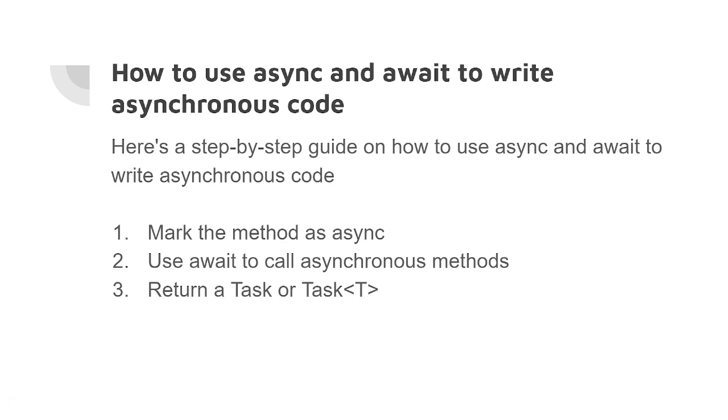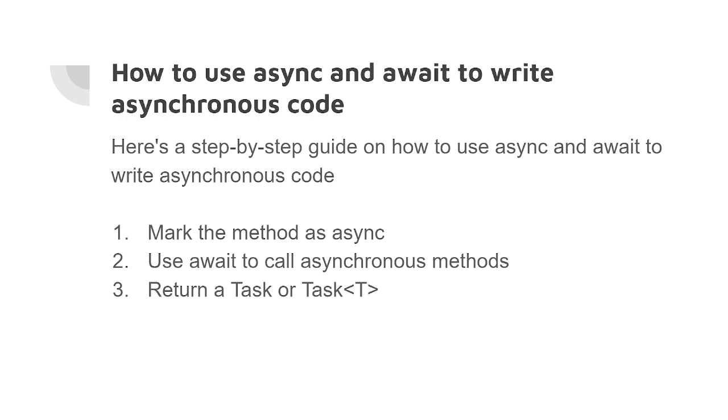The second point is to use await to call an asynchronous method. Within the async method, use the await keyword to call any asynchronous method. The await keyword will pause the execution of the method until the asynchronous operation completes. The await keyword can only be used within a method that returns a Task or Task of T.